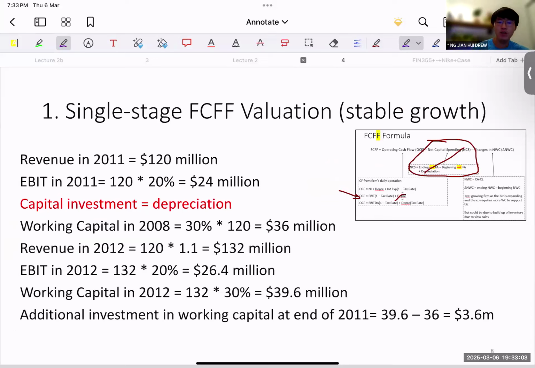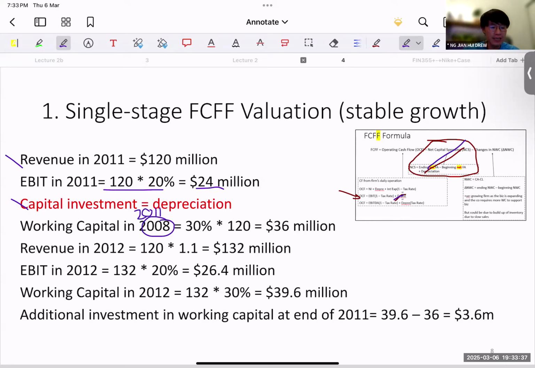We have the revenue, which is given in the question as 120 million. We know that EBIT is 20% of revenue, so this is your EBIT for 2011. We know capital investment equals depreciation, which means they cancel out, as we have seen here. We know working capital is 30%. Sorry, this is a typo, this is 2011. Small typo here.